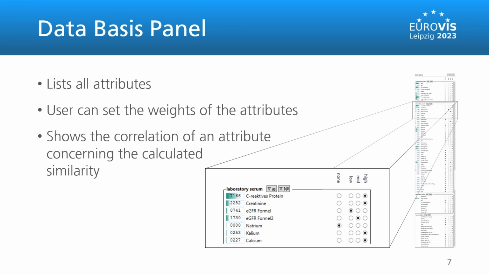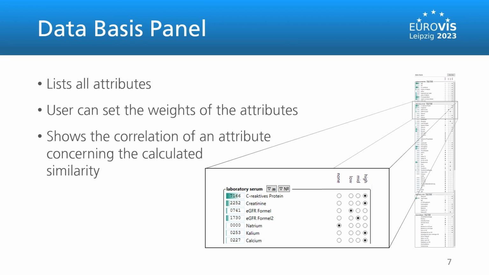To set all the weights for each feature, the databases panel lists all attributes and their weight included in the calculation of the similarity. It is grouped into 4 categories: patient properties, laboratory serum, laboratory urine, and hemodialysis. This module offers the possibility to set the weights of the attributes interactively. The options are high, mid, low, and none.